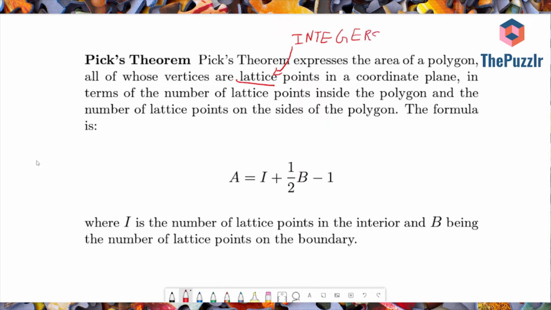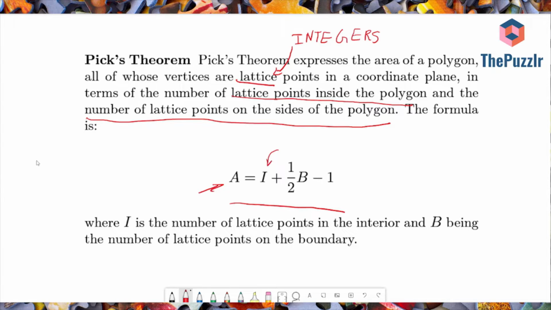Our lattice points are in a coordinate plane, and the area is expressed in terms of the number of lattice points inside the polygon and the number of lattice points on the sides of the polygon. The formula is a bit complicated and we won't prove it today, but it's pretty cool. You can always look more into this if you're interested in the proof. The area is equal to I plus 1/2 times b minus 1, where I is the number of lattice points in the interior of the triangle, or any polygon.